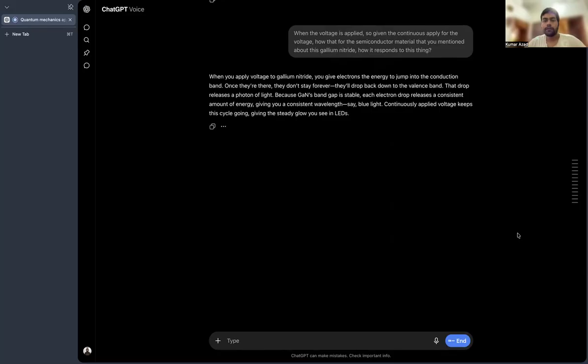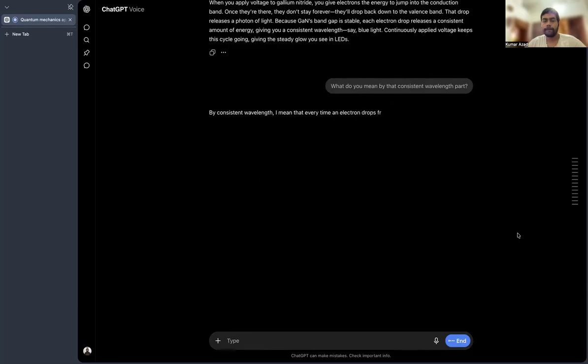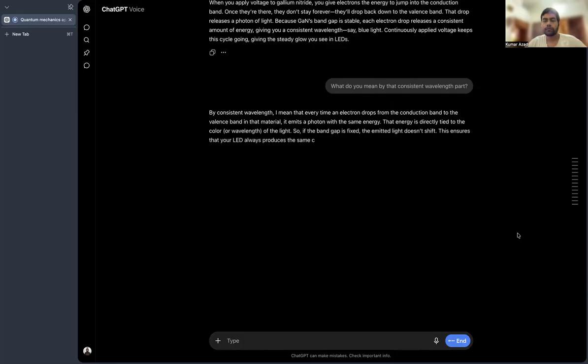What do you mean by that consistent wavelength part? By consistent wavelength, I mean that every time an electron drops from the conduction band to the valence band in that material, it emits a photon with the same energy. That energy is directly tied to the color or wavelength of the light. So if the band gap is fixed, the emitted light doesn't shift. This ensures that your LED always produces the same color, whether it's a pure blue, red, or white, every time it's turned on. Consistency is crucial for predictable, reliable lighting.